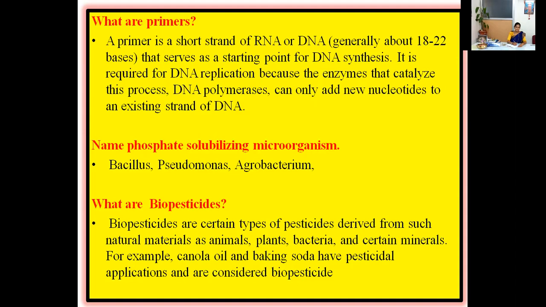Next, what are biopesticides? Biopesticides are certain types of pesticides derived from such natural materials as animals, plants, bacteria, and certain minerals. For example, canola oil and baking soda have pesticidal applications and are considered biopesticides.